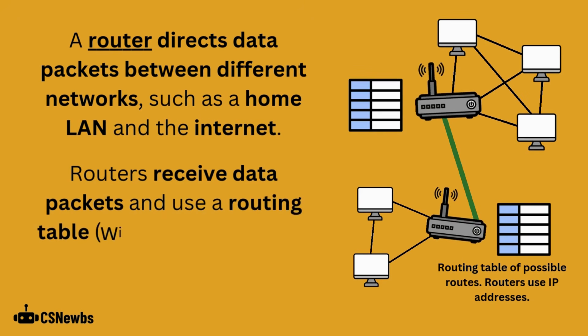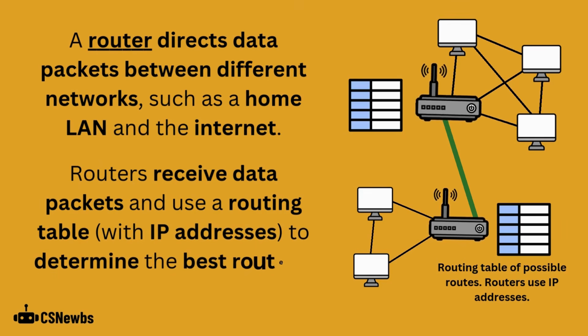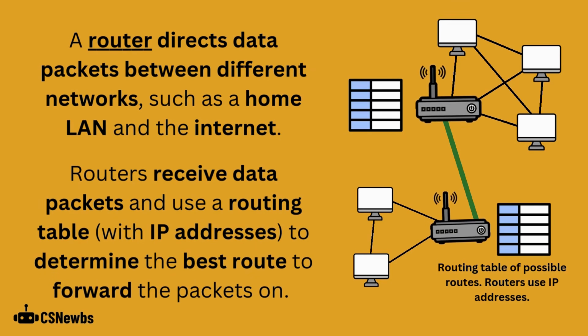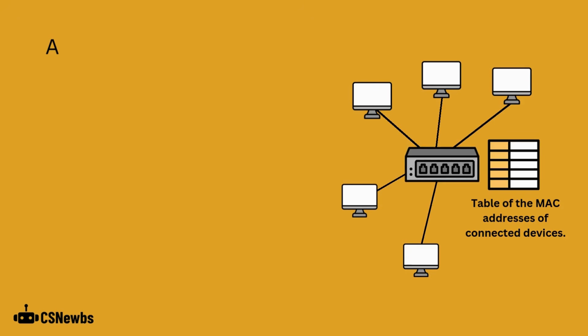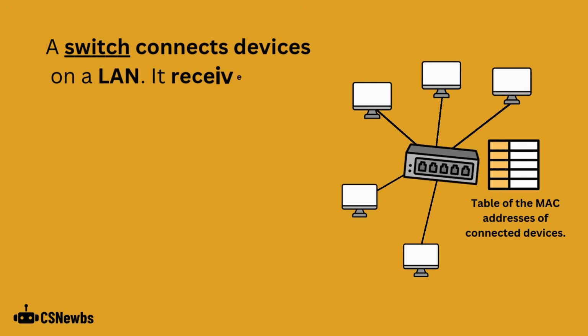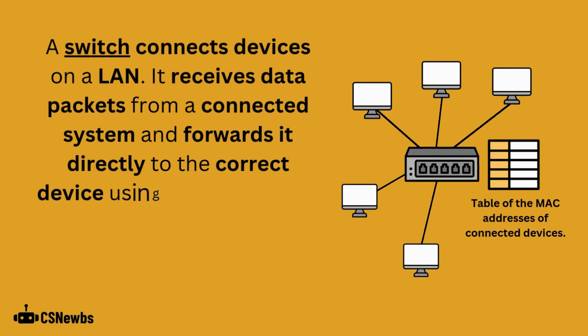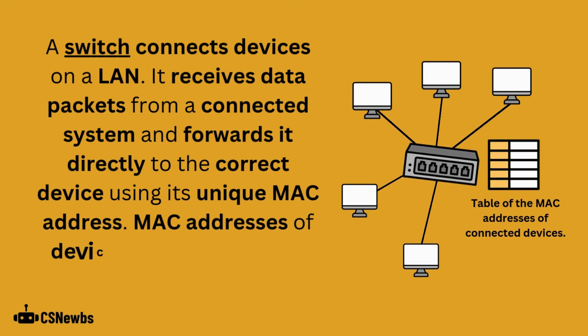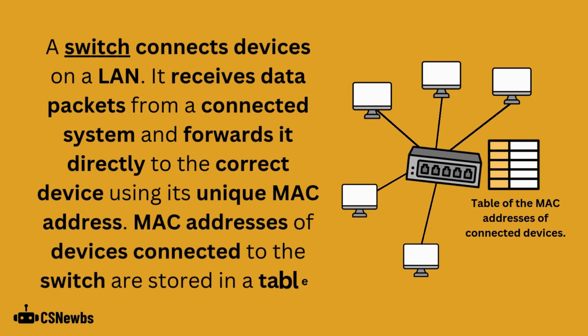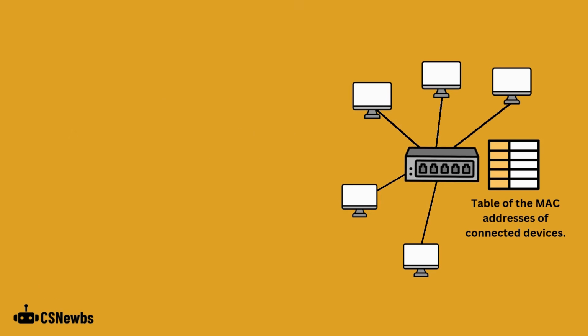Routers receive data packets and use a routing table containing IP addresses to determine the best route to forward the packets on. A switch connects devices on a LAN. It receives data packets from a connected system and forwards it directly to the correct device using its unique MAC address. MAC addresses of devices connected to the switch are stored in a table.